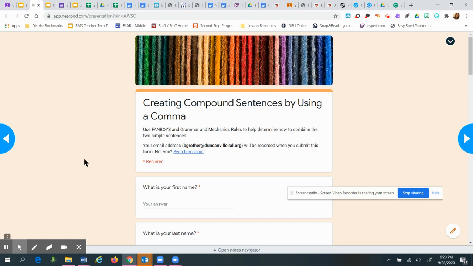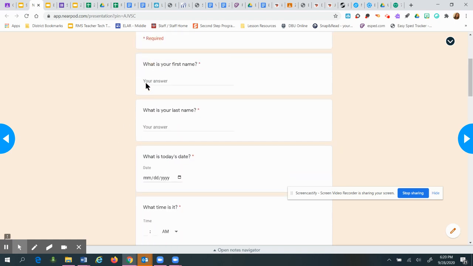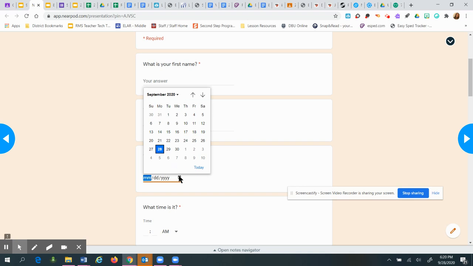The next thing you're going to do is a Google Form. It's creating compound sentences by using a comma. Your directions say, use FANBOYS and grammar and mechanics rules to help determine how to combine the two simple sentences. First thing you need to do is type your first name, then type your last name, then today's date. If you click on the calendar, it'll bring it up automatically.